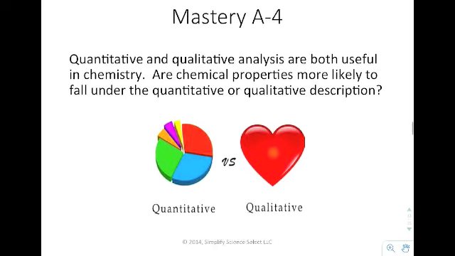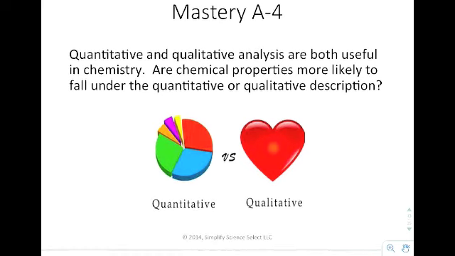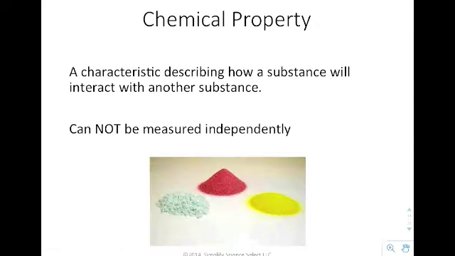Next, we say quantitative and qualitative analysis are both useful in chemistry. Are chemical properties more likely to fall under qualitative or quantitative? And that's going to be qualitative because it doesn't depend on how many there are to see if it's going to react. A chemical property is a characteristic describing how a substance will interact with another one. It cannot be measured independently.